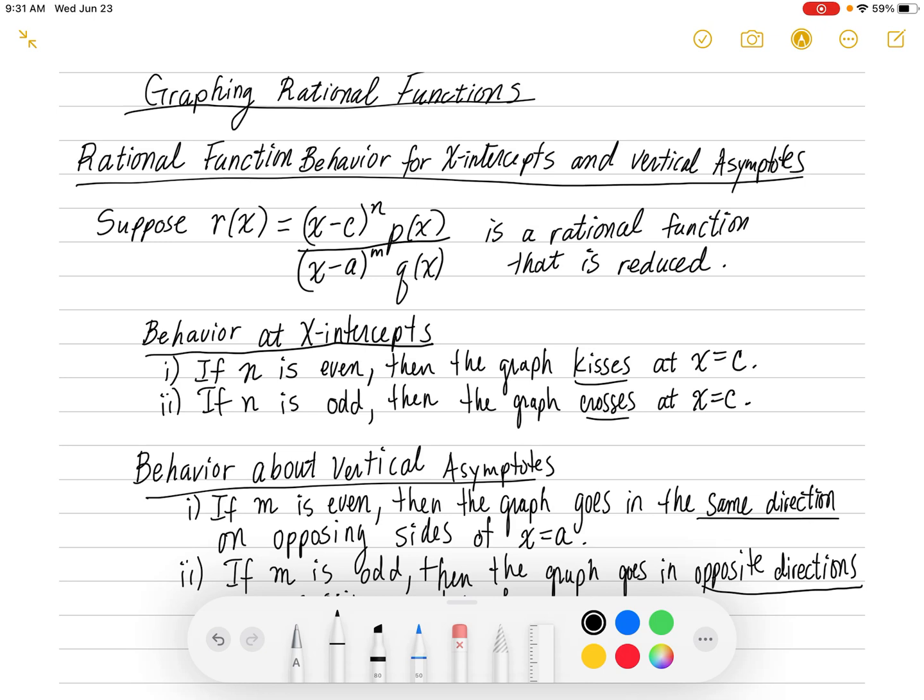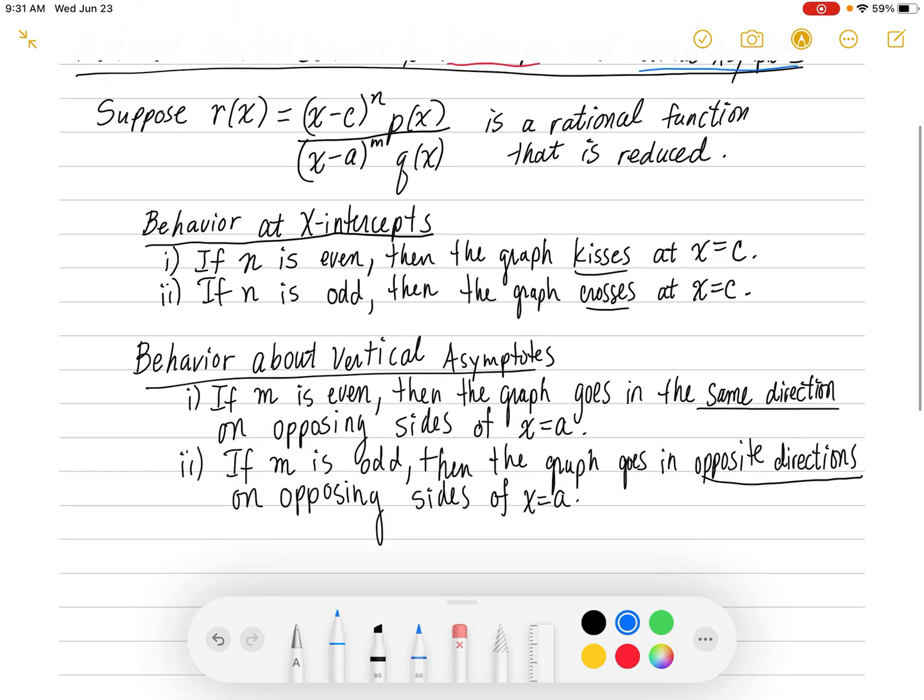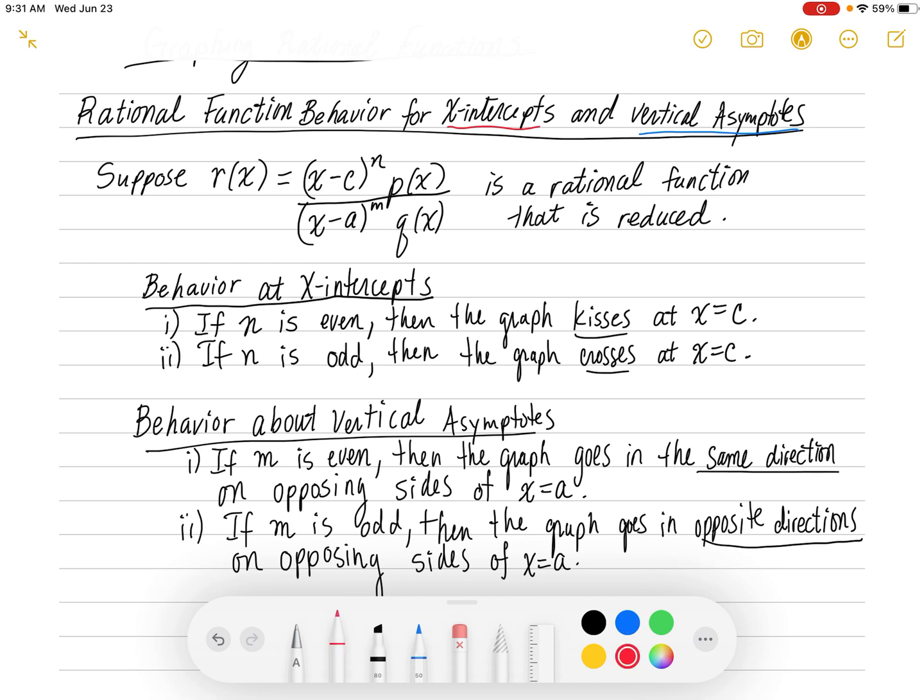So the first big result here that we're going to introduce is about rational function behavior for x-intercepts and for vertical asymptotes. So how does the graph of a rational function behave at the x-intercepts and the vertical asymptotes? That's what we want to find out. So let's say you have a rational function. We're going to call it r of x.